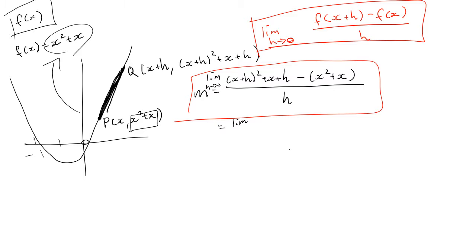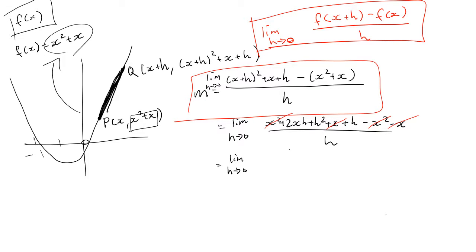So the limit as h approaches 0 of (x plus h) squared, which is x squared plus 2xh plus h squared, plus x plus h, minus x squared minus x, all over h. Now x squared and negative x squared cancel out, and x and negative x cancel out. And so we get 2xh plus h squared plus h in the numerator and h in the denominator. And we cancel the h's out.